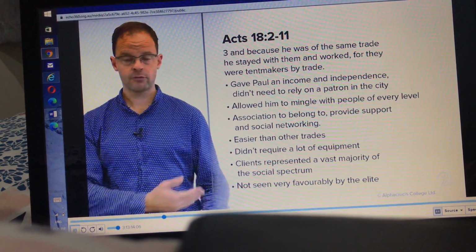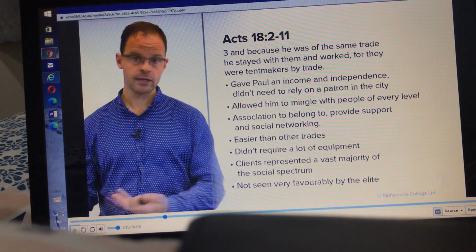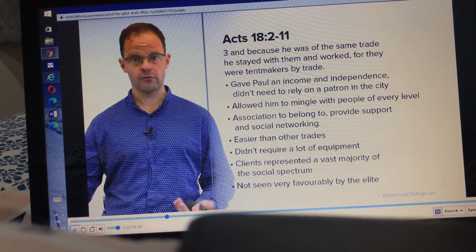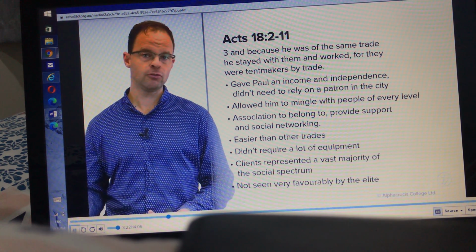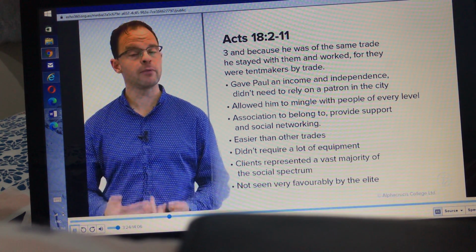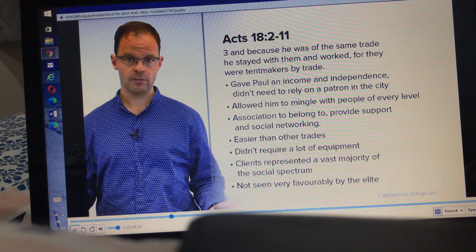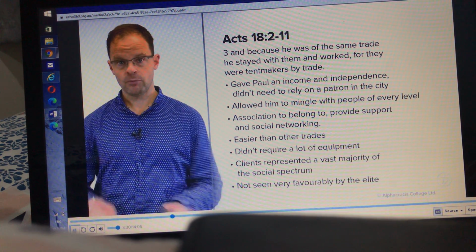Now, of course, it meant that he had to work through the day and he couldn't go and preach full time. But being financially independent meant that he could do ministry his way. So this was very important for Paul. And what it also meant was that he was out there in the forum, working in the marketplace, and he was meeting all these people coming through.